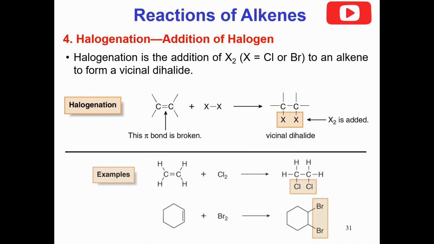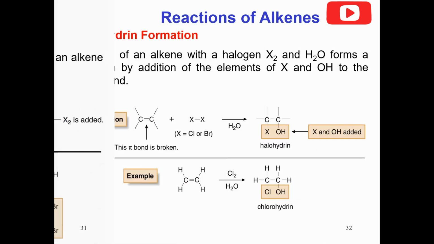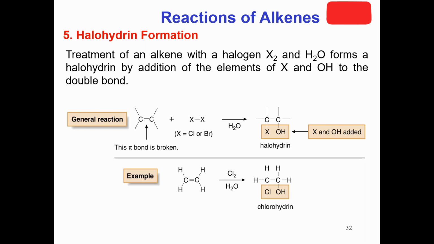When halogens are added to an alkene, vicinal dihalides are formed. In halohydrin formation, an alkene will react with a halogen and water. They are going to form a compound that has both halogen and hydroxyl as substituents, which is called a halohydrin. If the halogen is chlorine, we call it chlorohydrin. If the halogen is bromine, we call it bromohydrin.